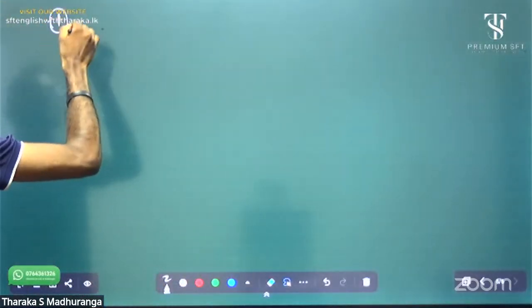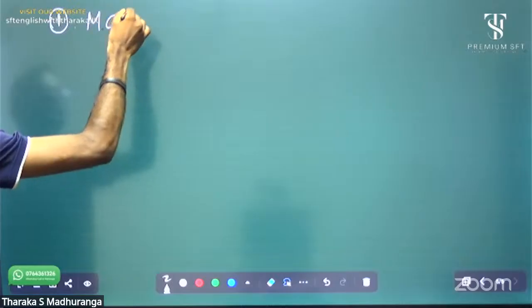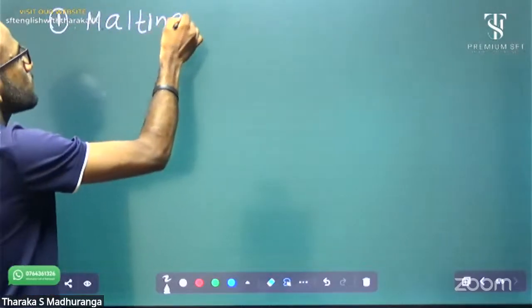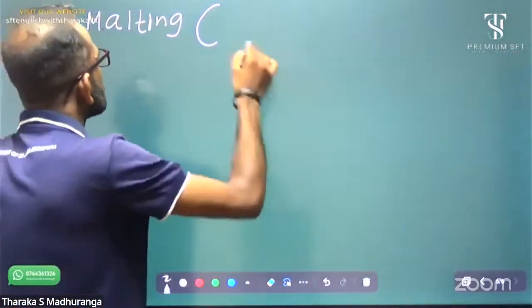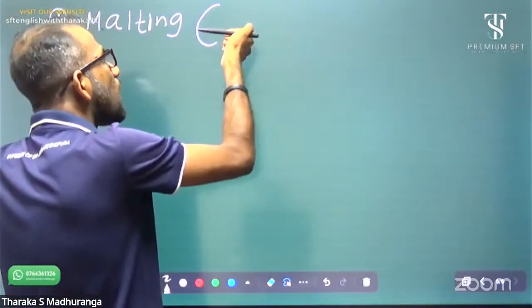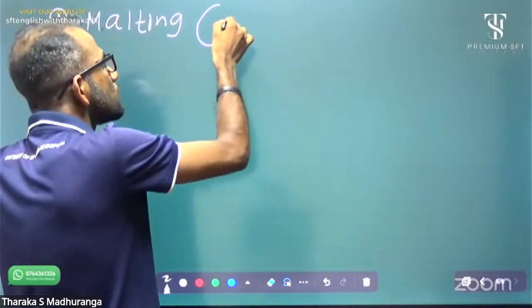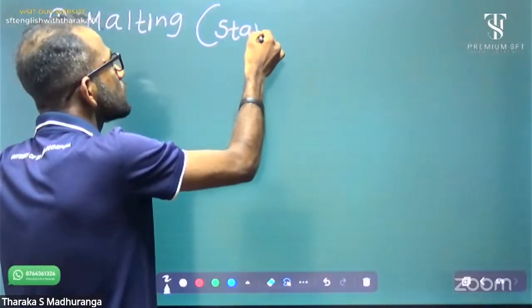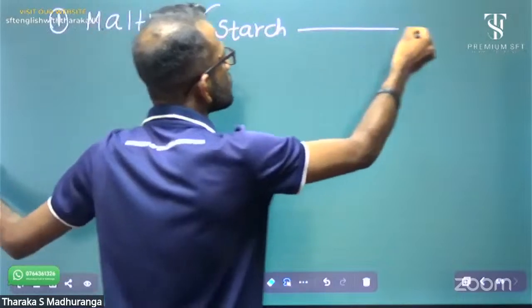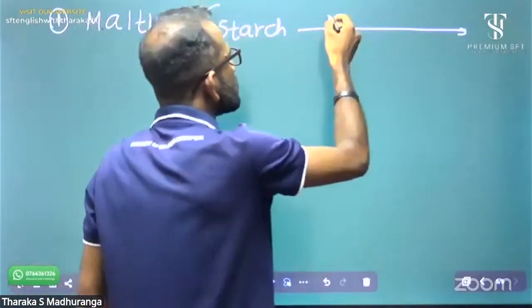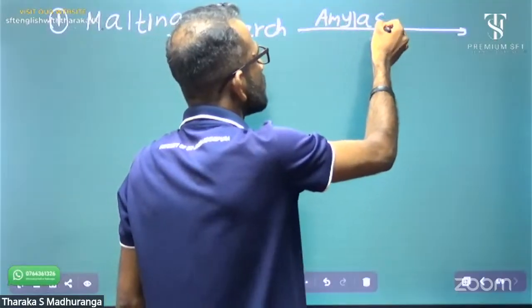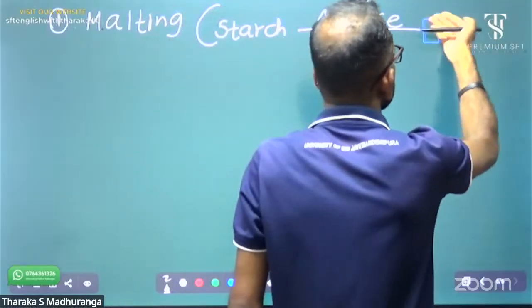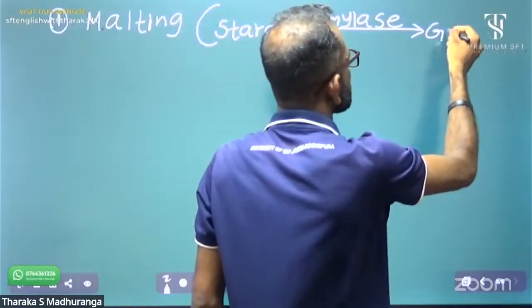The first step, malting. Please take a short note. Malting. In the malting process, what happened? The barley seed contains starch, which is converted by the amylase enzyme and broken down into glucose.